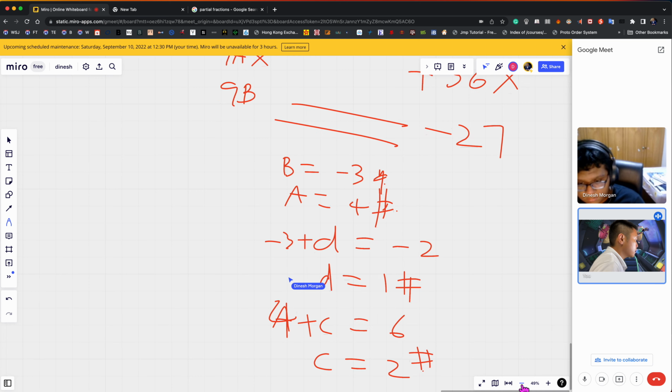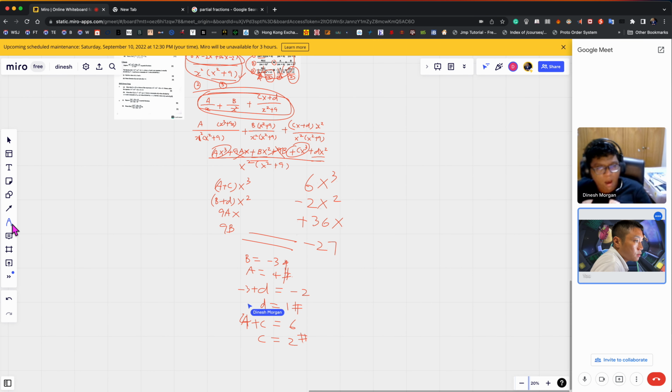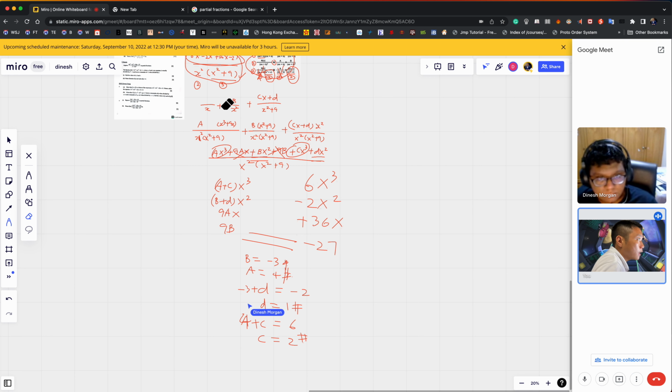Okay, so that's how you put it back. So basically you put it back here. Your a is equal to 4. Your b is equal to negative 3. Actually, I zoom out so I can see more. So c is equal to 2. D is equal to 1.